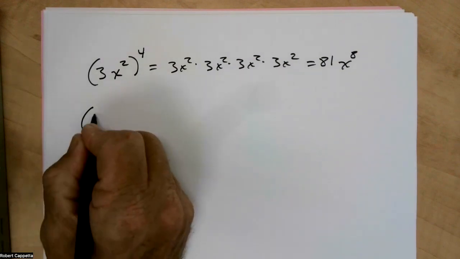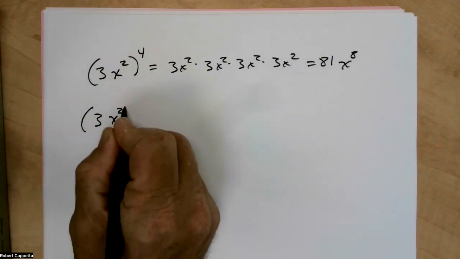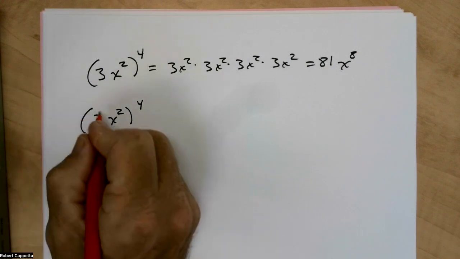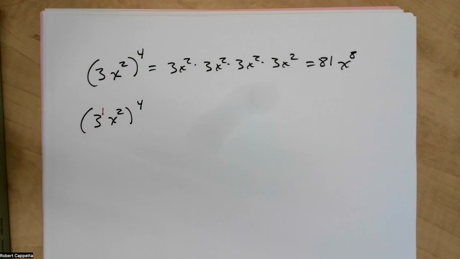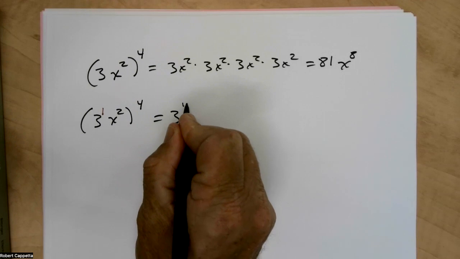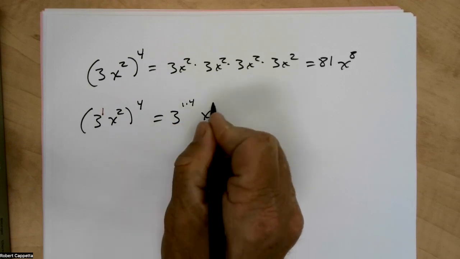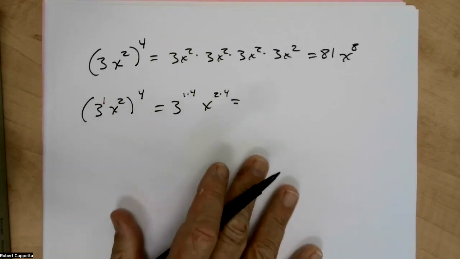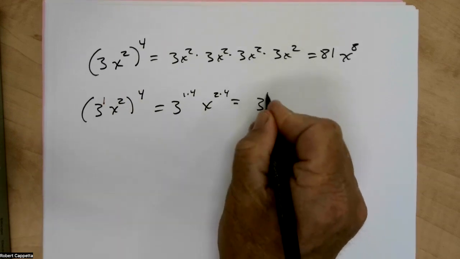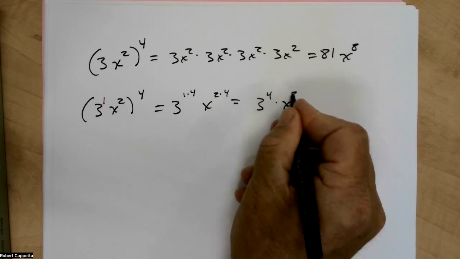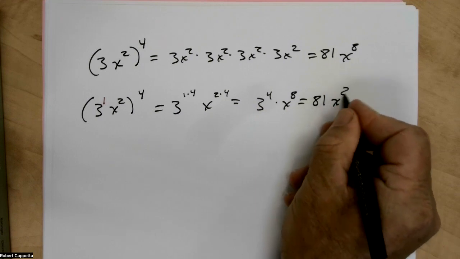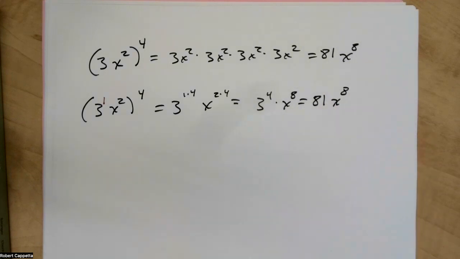But let's go ahead and use our rules. The exponent on 3 is 1. So it's 3 to the 1st to the 4th power. So that's 3 to the 1 times 4 and x to the 2 times 4. Raising powers to powers, we multiply the exponents. So that's 3 to the 4th times x to the 8th, which is 81 x to the 8th, which is the same thing that we had gotten above.